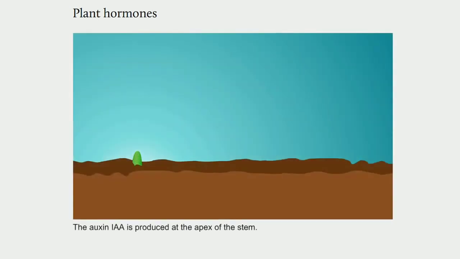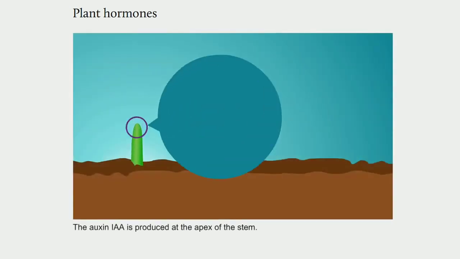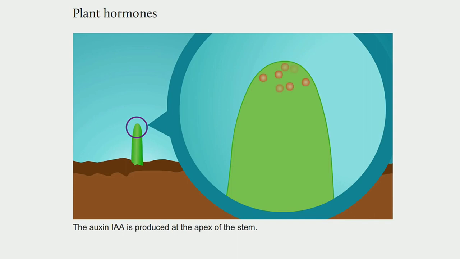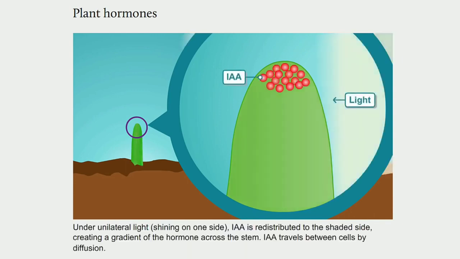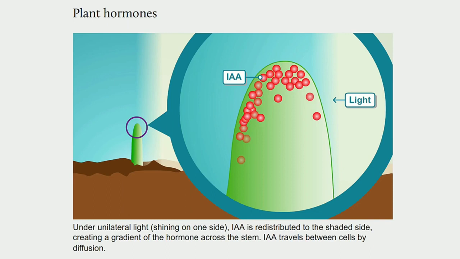The auxin IAA is produced at the apex of the stem. Under unilateral light, shining on one side, IAA is redistributed to the shaded side, creating a gradient of the hormone across the stem. IAA travels between cells by diffusion.